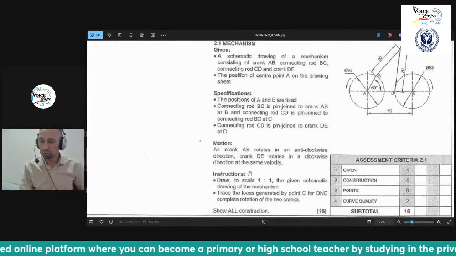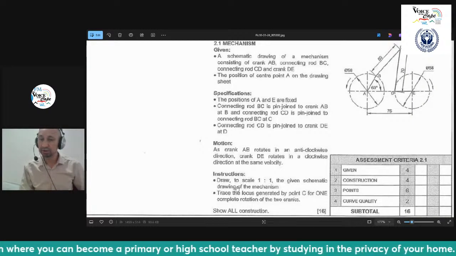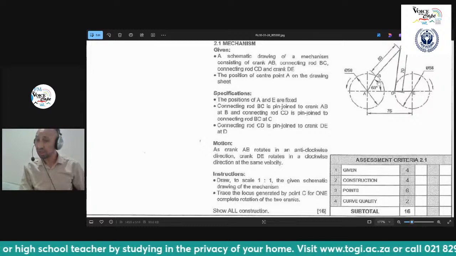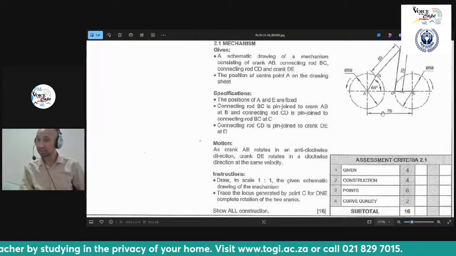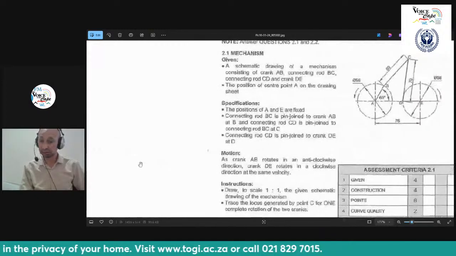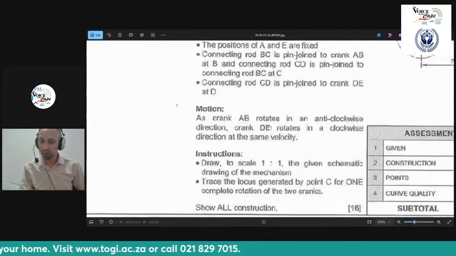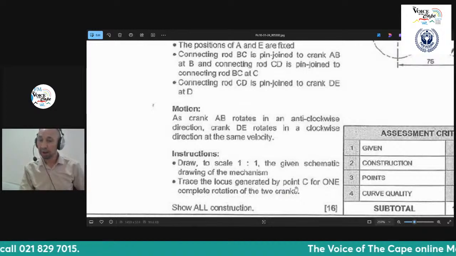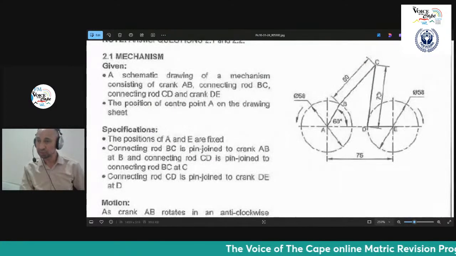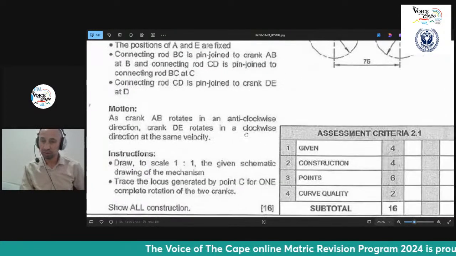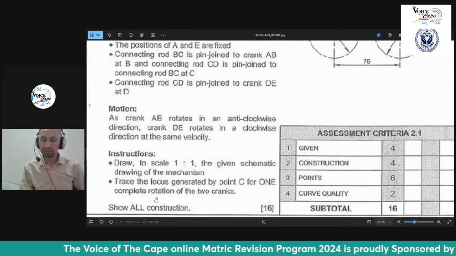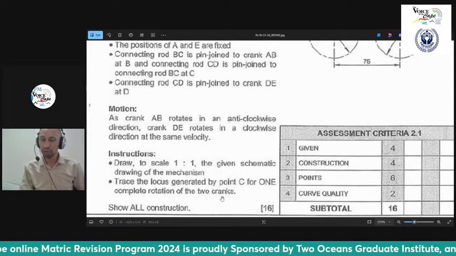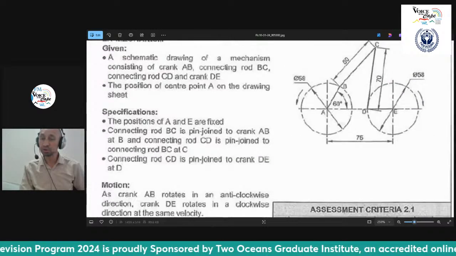You need to draw to scale 1:1 the given schematic diagram of the mechanism. So you're going to redraw this to scale 1:1 exactly as it is here, starting at point A. And then you need to trace the locus generated by point C. Where's point C? That point there, right? For one complete rotation of the two cranks. Just for one rotation. That's what you need to do with this mechanism.